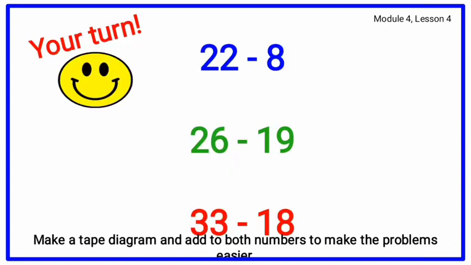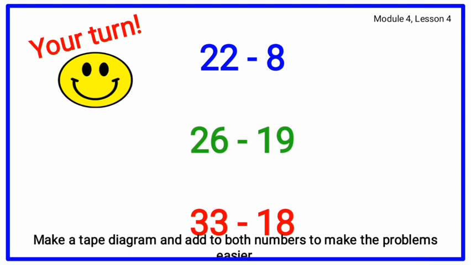Okay, now your turn. 22 minus 8. 8 is closest to 10. So, and it needs 2 to become 10. So, you will add 2 to both sides, which means you are actually solving 24 minus 10. You can make a tape diagram and add to both numbers to make the problems easier.